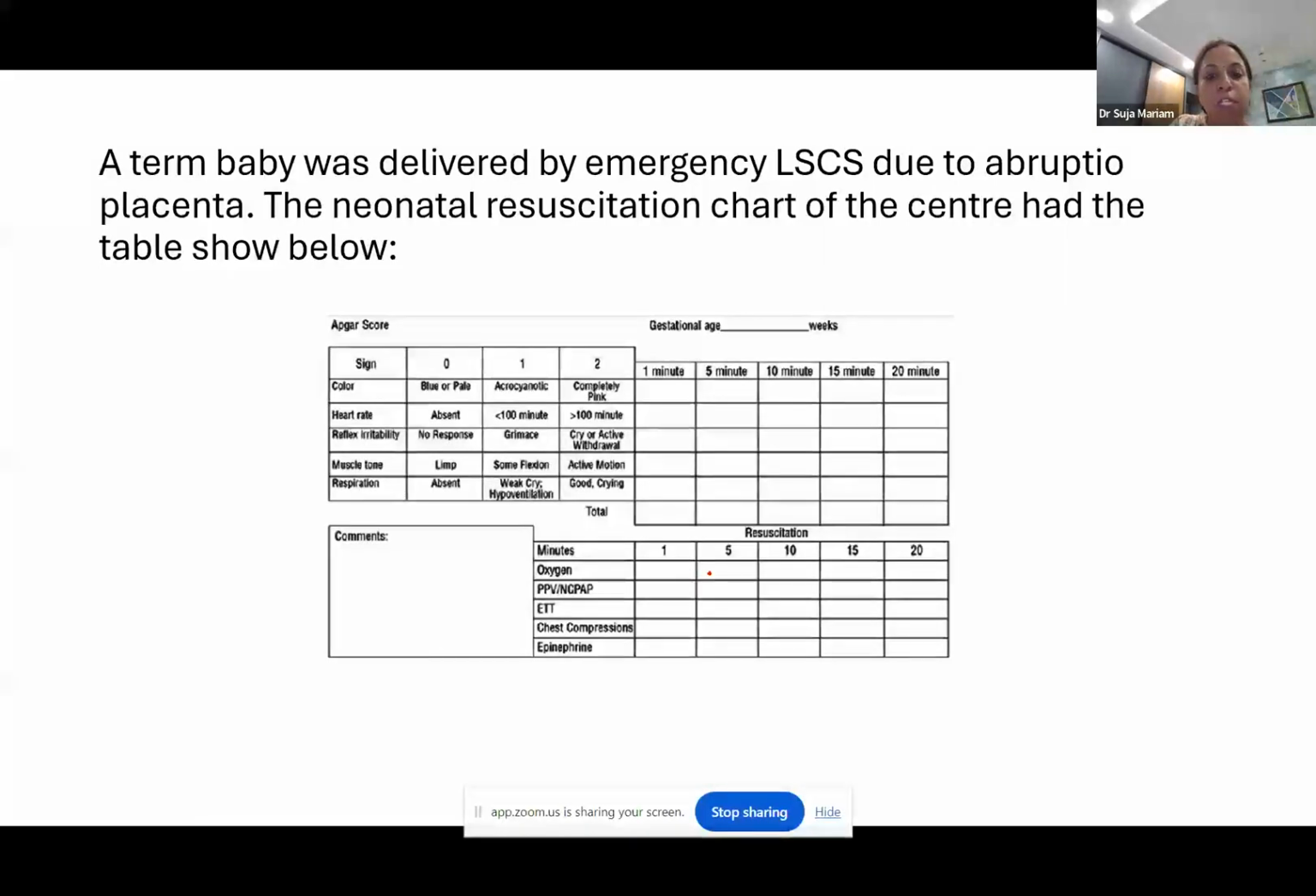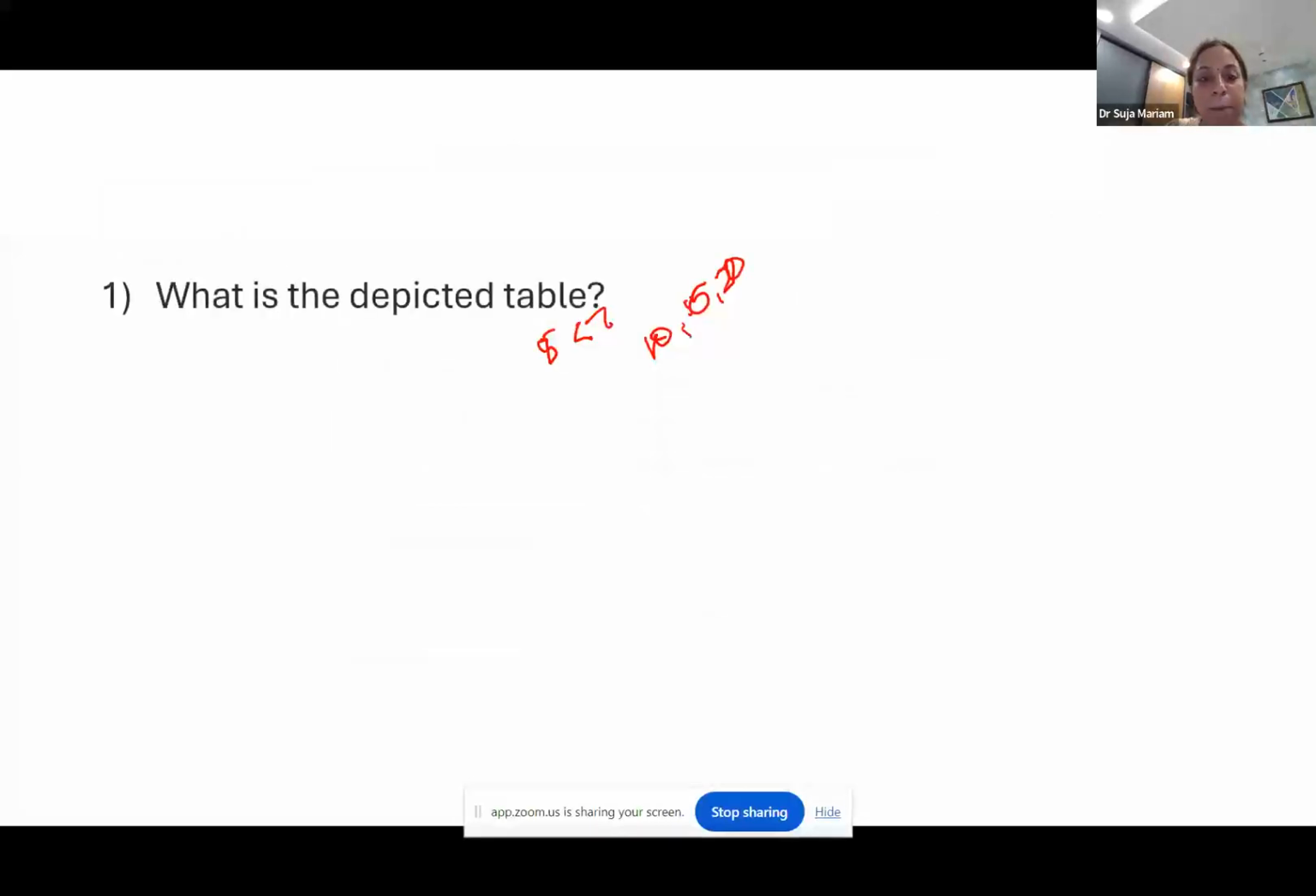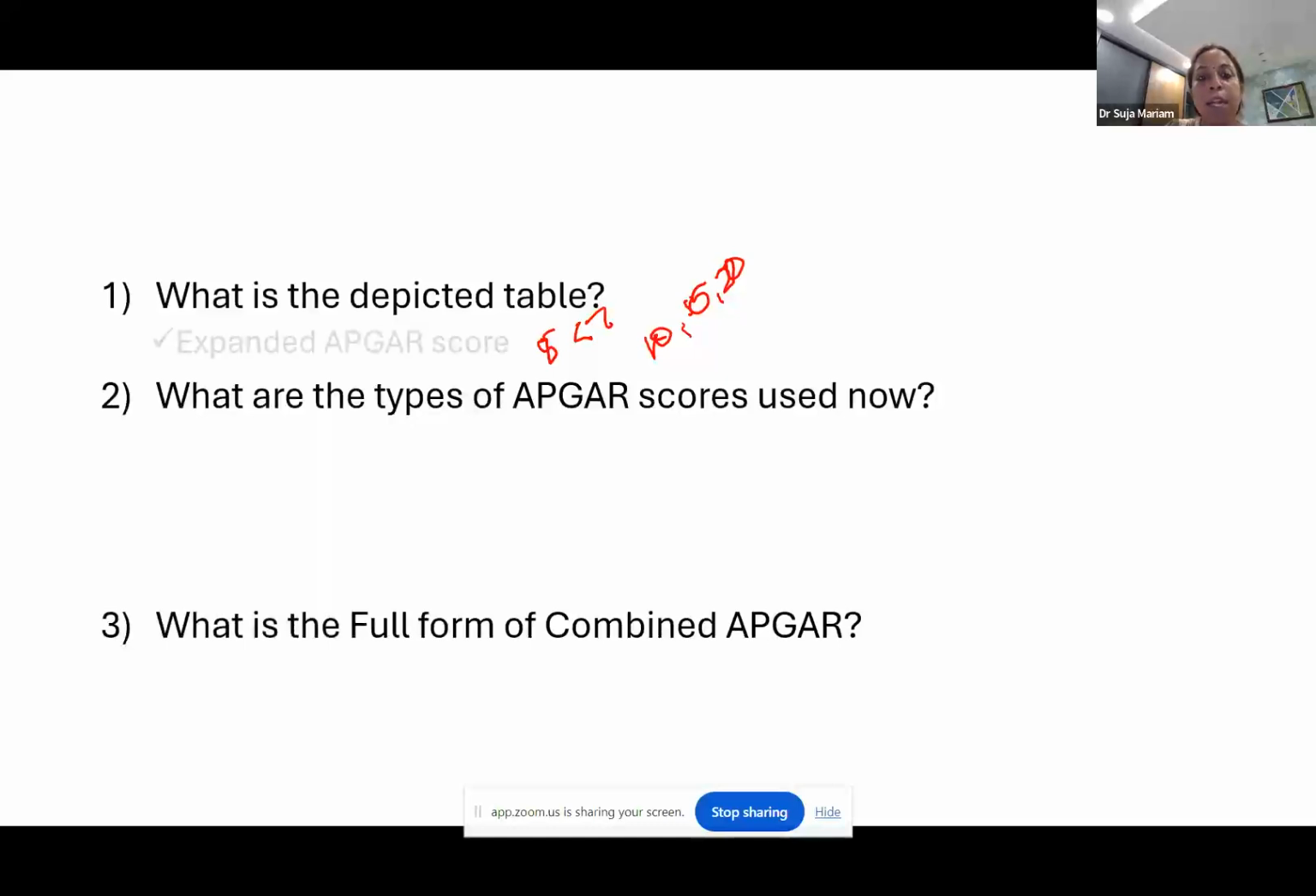That means you will be just doing a checklist. Like at 1 minute I was giving oxygen, at 1 minute I was giving PPV, at 10 minutes I have intubated the baby, at 10 minutes I also had to start the baby on chest compression. So where you just put a check mark, it is called an expanded Apgar score. Now what are the types of Apgar scores which are currently used now?